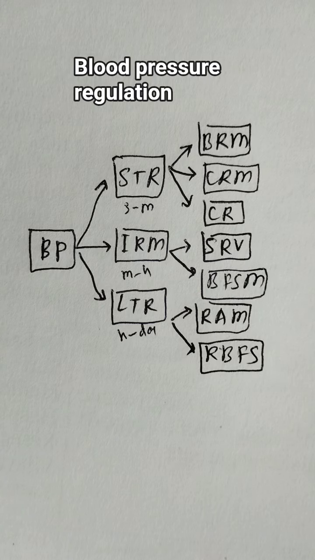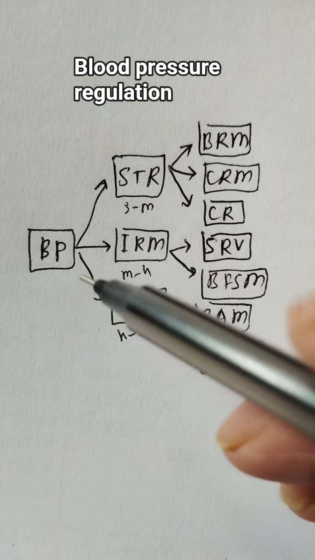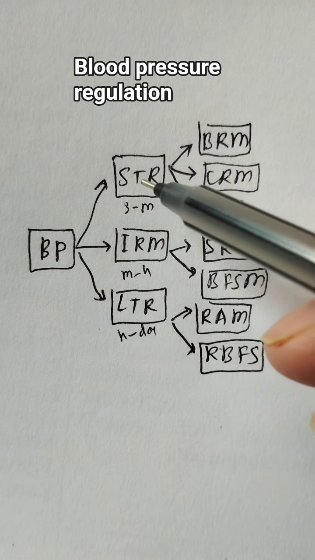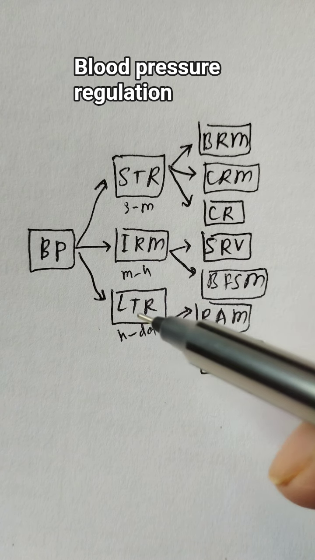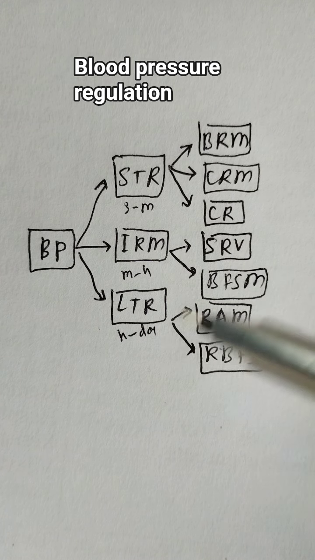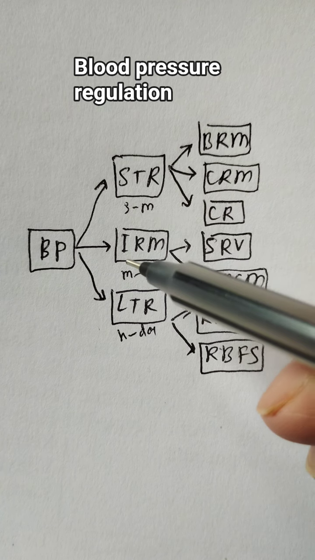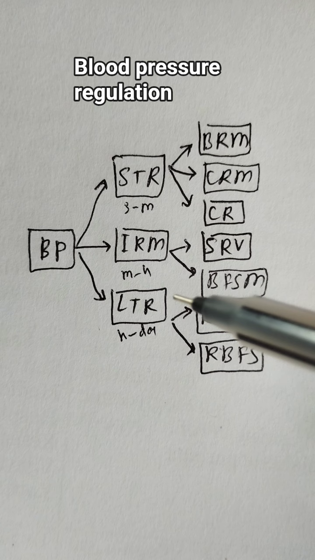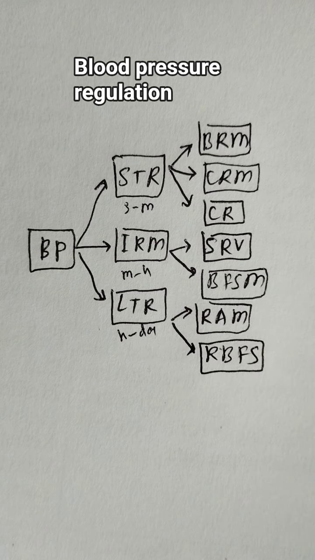Hello everyone. With this diagram, we'll try to learn how blood pressure is regulated. It is done by three regulatory mechanisms: short-term, intermediate, and long-term. Short-term usually takes seconds to minutes, whereas intermediate takes minutes to hours, whereas long-term takes hours to days to compensate.